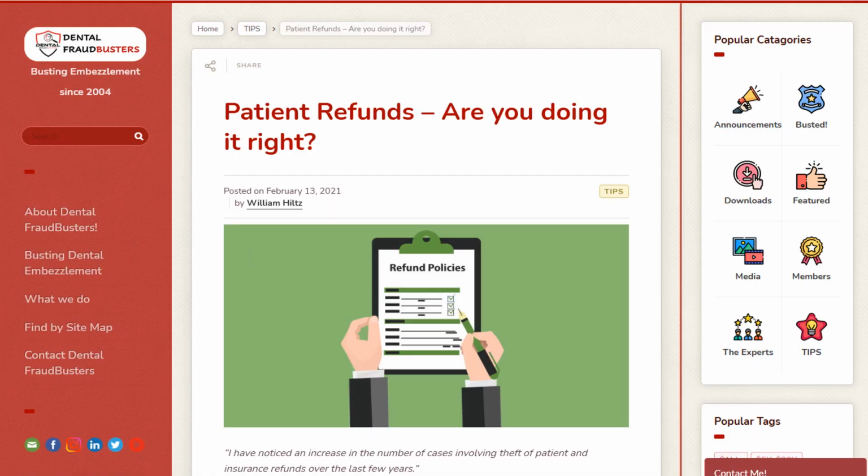Let's look at patient refunds. Patient refunds, are you doing it right? There's a link in the lesson where you can go and read about this. It's for members only, but if you're taking this course, you are a Fraudbuster member, and you can go in and it'll tell you how to do patient refunds right, how to make sure that you don't lose money to patients for fictitious refunds. All right, let's move on.